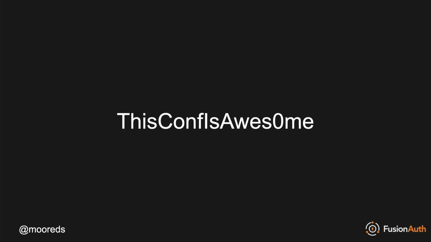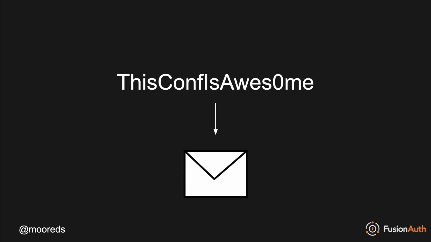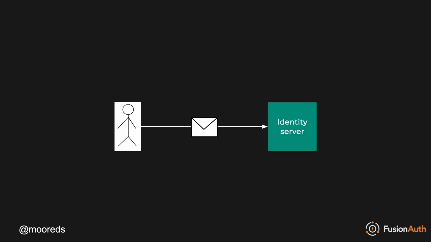So let's call it "this conf is awesome," right? This is a horrible one. You should really make it long and totally random and high entropy. We're going to take that string and put it into an envelope, and then hand that envelope to the identity server. And the identity server is going to store that off.